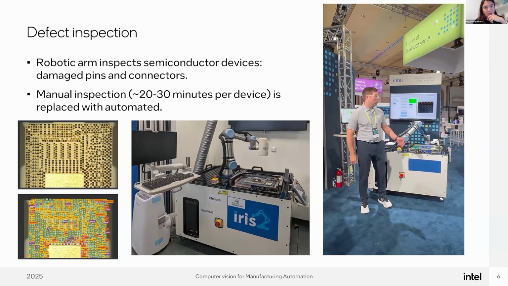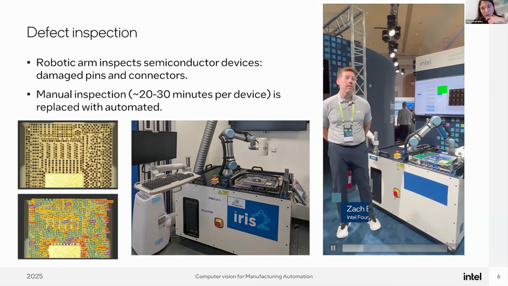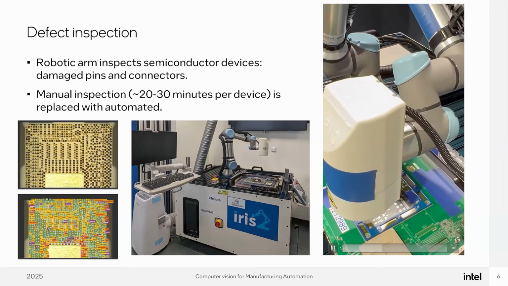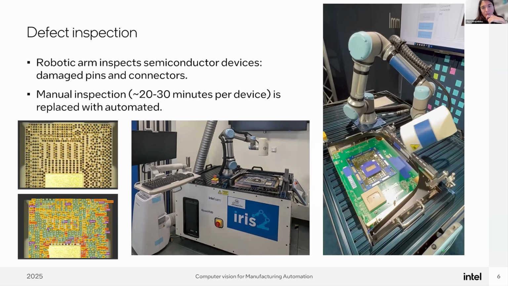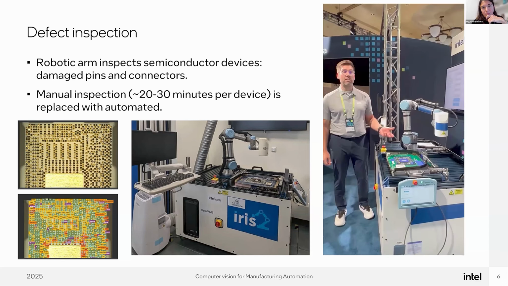Yeah, so basically, what we have here is our assembly test area. We leverage neural networks in order to optimize our inspection. So what used to take technicians 20, 30 minutes now takes less than 5.